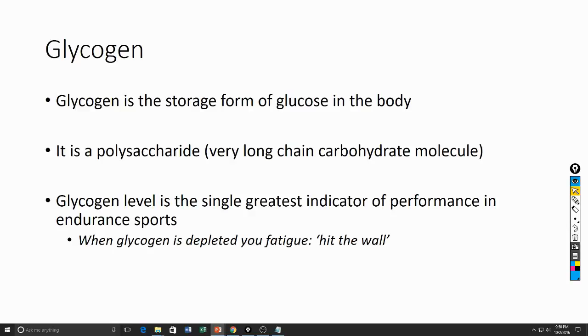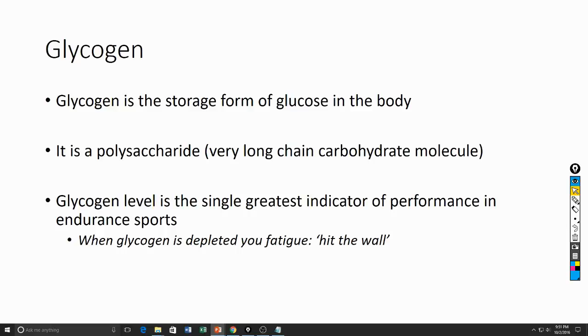So glycogen is stored in the body. It's essentially excess glucose. Your body says, "Hey, this stuff's really important. I should keep some of it on hand." And depending on training status, you can have more or less of this molecule. Glycogen is a polysaccharide. It's a very, very, very big glucose molecule.